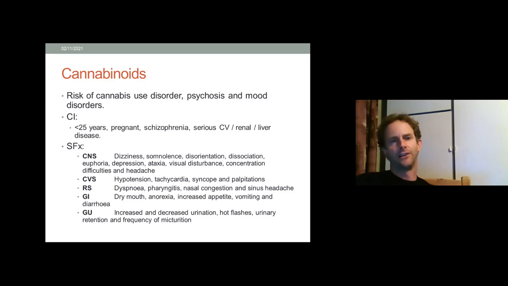You need to be aware that you can't give it to everybody. You can't give it to people under 25 years old, can't give it to pregnant women or women who are not on contraception, can't give it to people with schizophrenia or serious cardiovascular, renal or liver disease. And then there's a list of side effects there, which you can probably learn later. I won't go through them now.